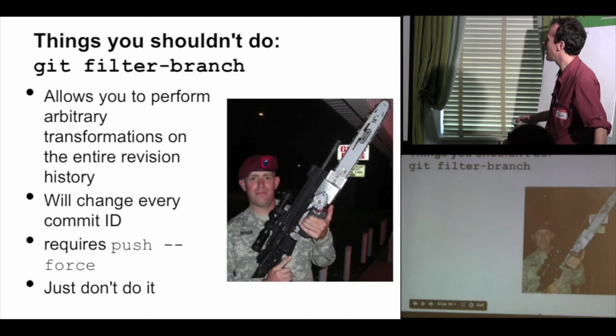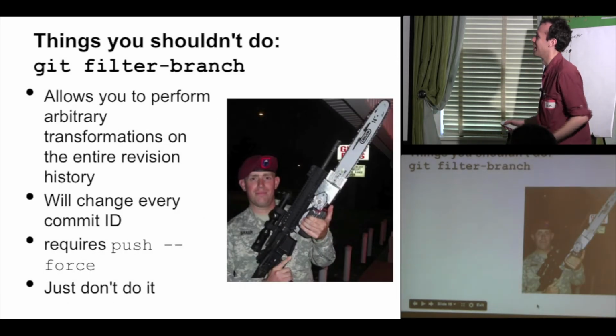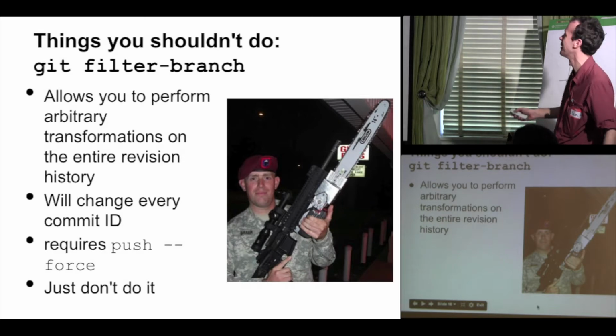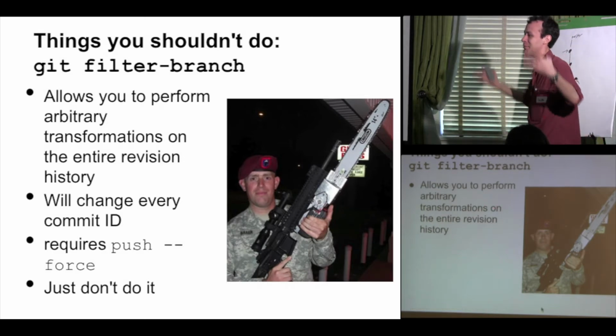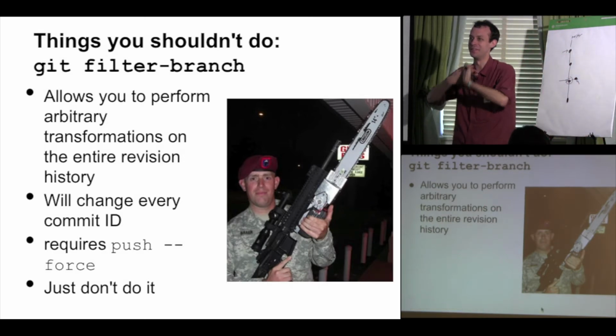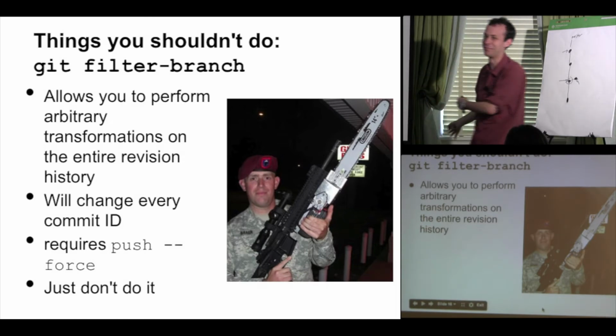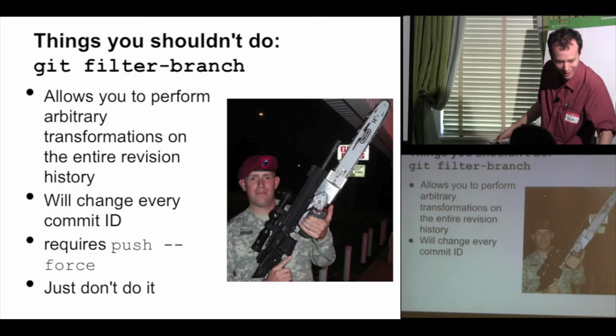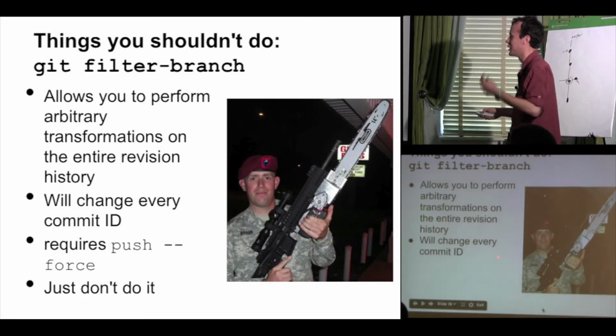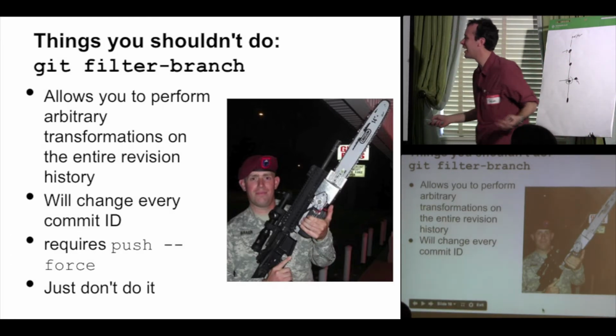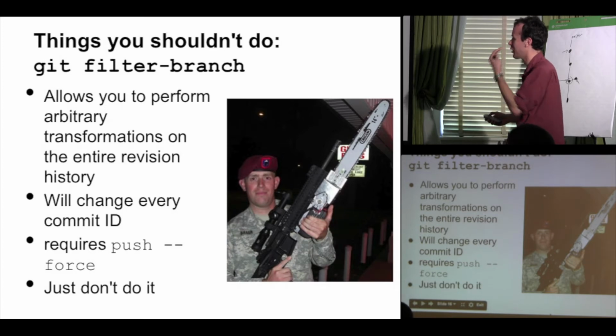OK. There's this other thing called git filter-branch, which is this completely ridiculous command that basically lets you define some arbitrary transformation to the data in the repository and apply that transformation to every single commit that's ever been made. And when it does this, it actually changes every commit ID. And so you can imagine why this is a terrible idea.